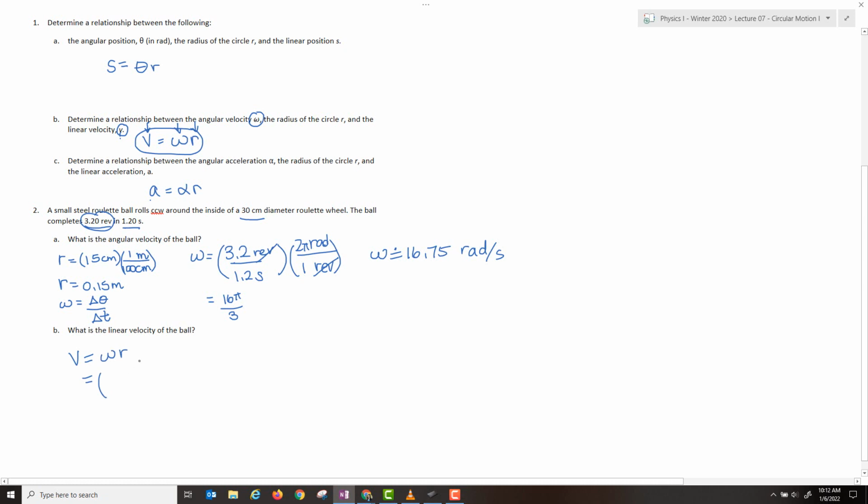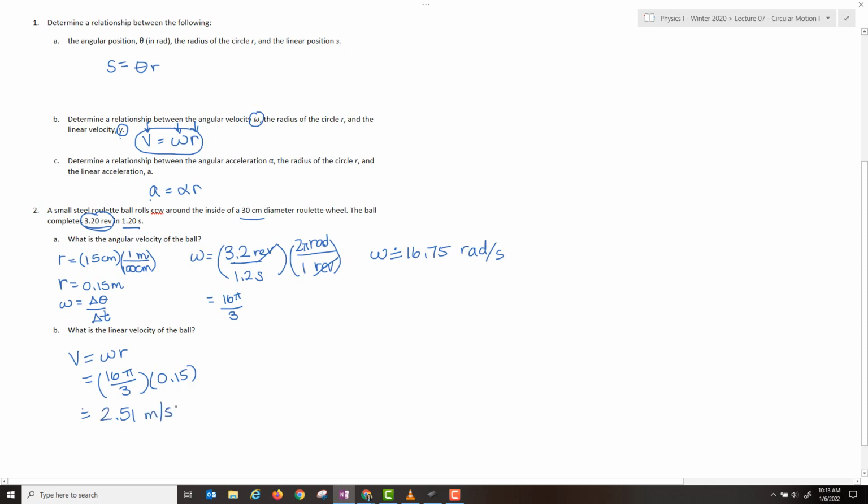My omega, I can use 16.75, but I should really include extra digits to be more accurate. So I'm just going to type 16 pi over 3 here. Times my r value in meters, which is 0.15. I'm just typing this on my calculator. And I get 2.51 approximately. And the units for that would be meters per second.